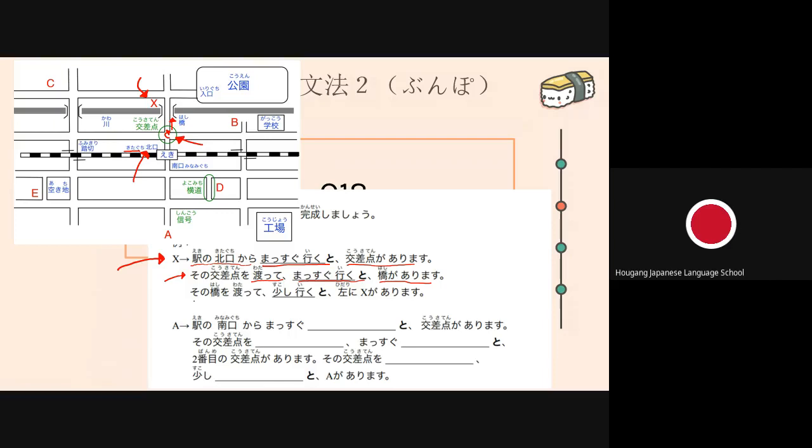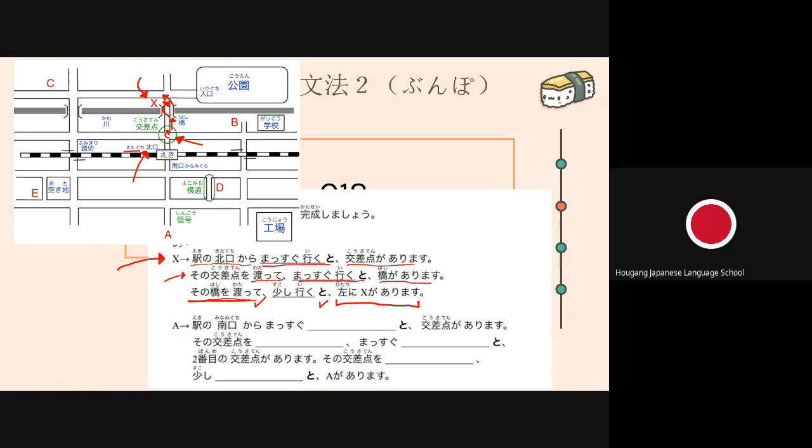Okay. その 하시오 왔다때. Okay, it's either they keep using 태 form or 토. Both are okay. Yeah. Because you do this and do that. When you do this and that, then something happens, right? So, この 하시오 왔다때, cross that bridge 왔다때. 少し行くと, walk a little bit more. 少し行きます, right? 少し行くと, when you go a little, 左に X があります. On the left side, there is X.